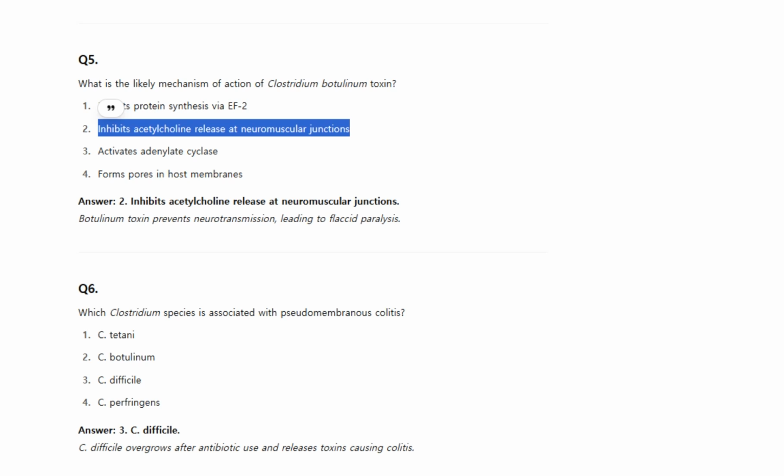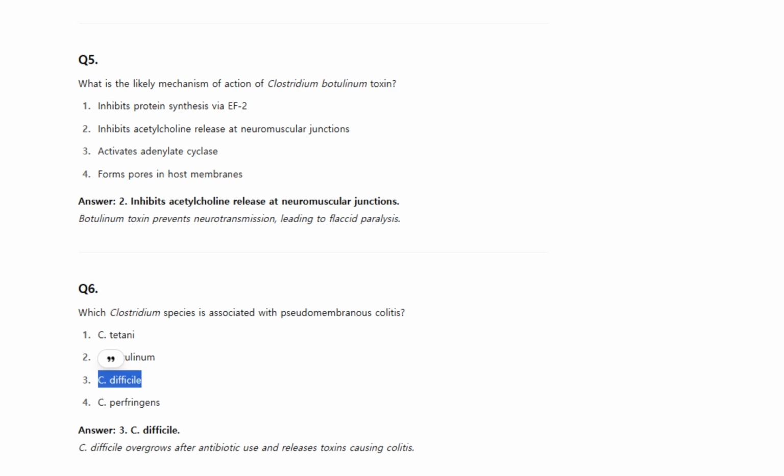Q6. Which Clostridium species is associated with pseudomembranous colitis? 1. C. tetani, 2. C. botulinum, 3. C. difficile, 4. C. perfringens. Answer: C. difficile. C. difficile overgrows after antibiotic use and releases toxins causing colitis.